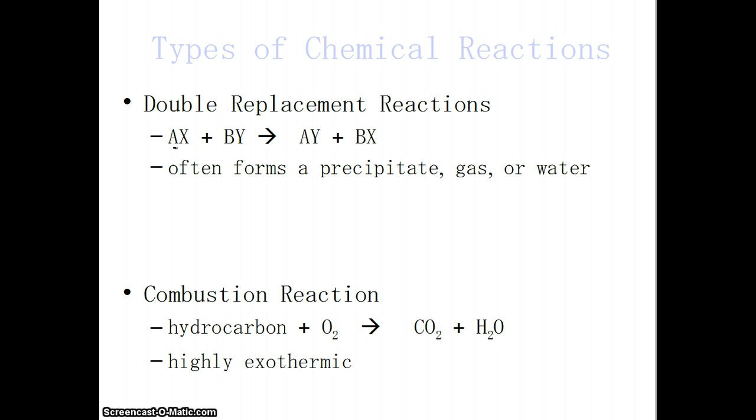Double replacement is when they both switch places. So AX plus BY makes AY plus BX. It's where we basically have a reaction take place where they swap partners. They switch up real quick.